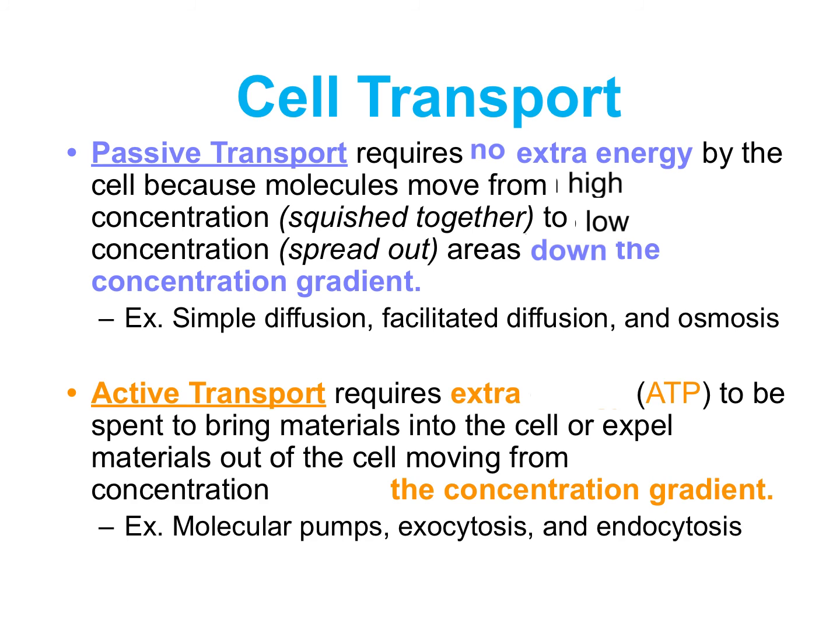Then we have active transport, which does require extra energy in the form of ATP to be spent to bring materials into or expel materials out of the cell, and we're moving from low to high concentration, which means we are going against the concentration gradient. So instead of from high to low concentration, now we're moving uphill. So you're going from low to high, which means you're going to be climbing up the slide, which does require this extra energy. So we have molecular pumps, exocytosis, and endocytosis as our examples.